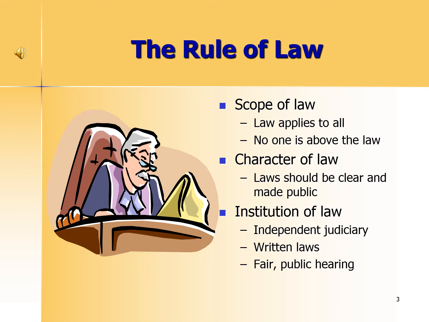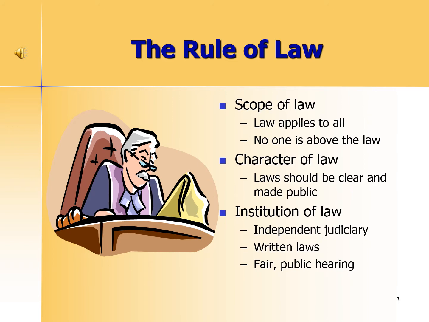So some of the key aspects of the principles of law and the rule of law and criminal law in particular is, first of all, the scope of law, and that means that the law applies to everyone. Nobody is above the law. And that basically means that whether you're rich or poor or whatever race or ethnicity you're from, the law must treat you equally. The second is what's known as the character of law, and that is that the laws should be clear and they must be public.